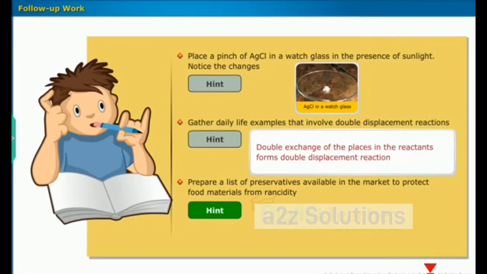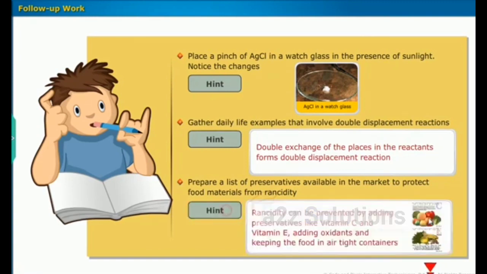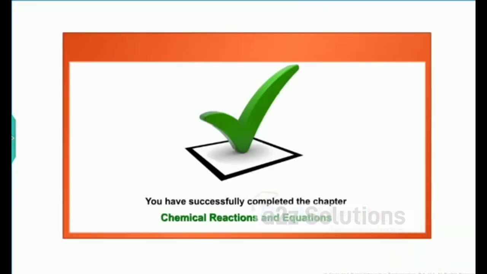Double exchange of the places in the reactants forms double displacement reaction. Rancidity can be prevented by adding preservatives like vitamin C and vitamin E, adding oxidants and keeping the food in airtight containers. You have successfully completed the chapter Chemical Reactions and Equations.